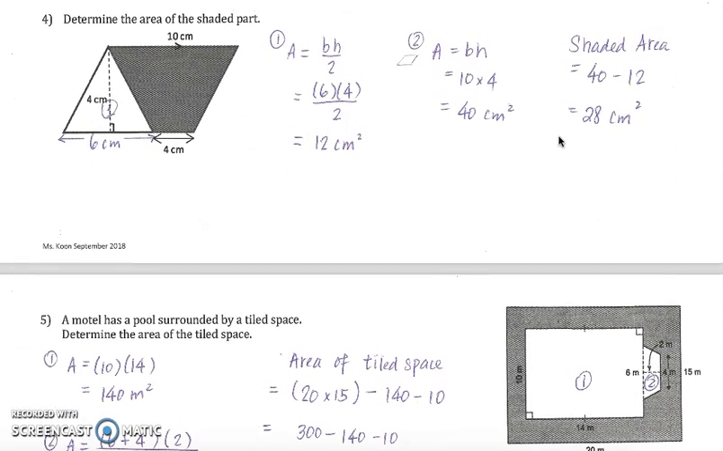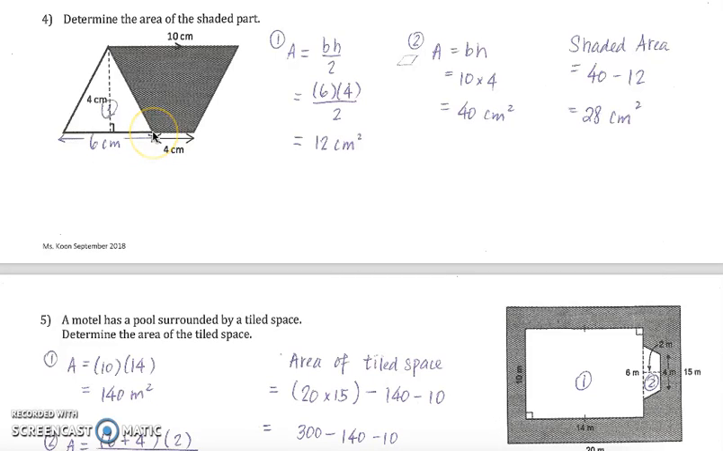Question 4. Determine the area of the shaded part. Some of you are very smart to see that the shaded part is part of a composite shape made up of a parallelogram, take away the triangle.